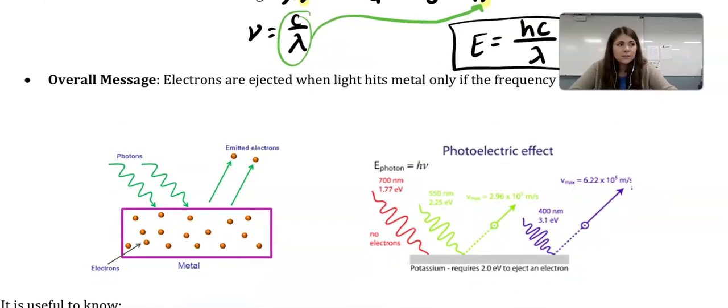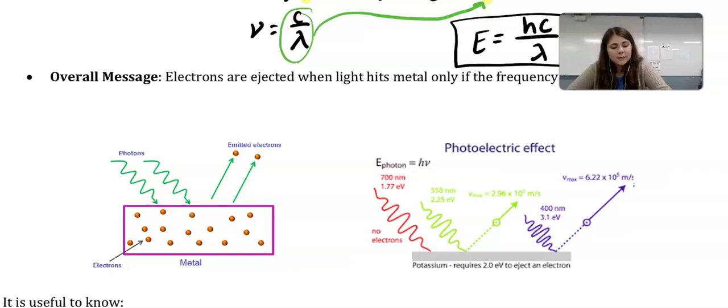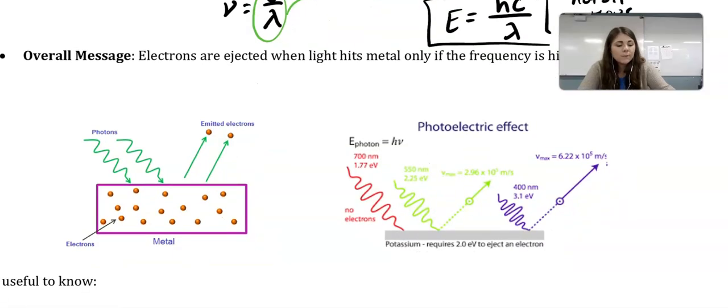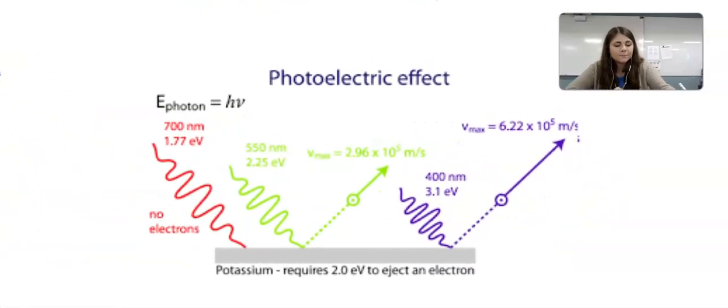Okay, so let's look at this picture. You can see here are these photons, these carriers of energy, hitting this metal. The metal has its electrons in that sea of electrons. And if the photon's energy is enough, boink, we have an emitted electron because it got enough energy from that photon.